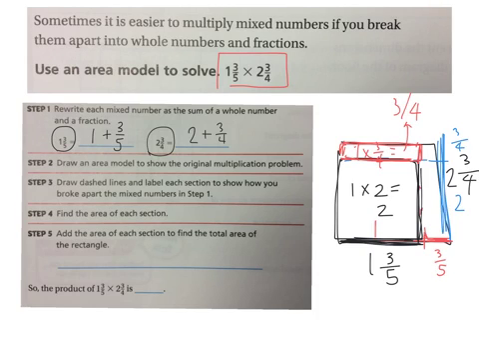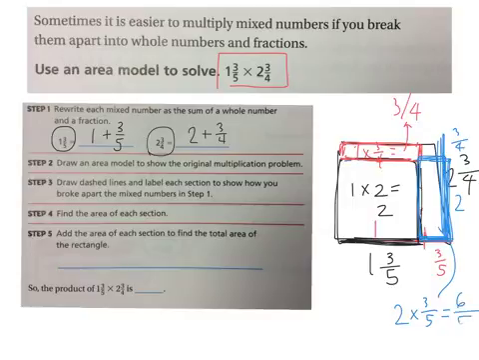Now, what about this one over here? What is the length? What is the length of this blue rectangle? 3/5. And what is the width? 2. So how can I find the area? 2 times 3/5, which is 6/5, right? And then finally, what about this little guy up here? It would be 3/5 times what? 3/4. 3/5 times 3/4, which is 9/20.